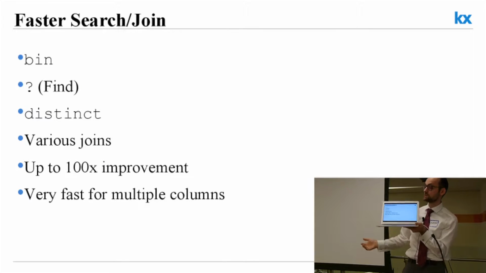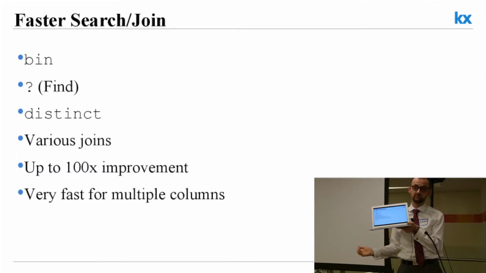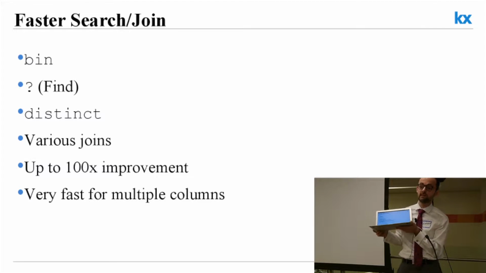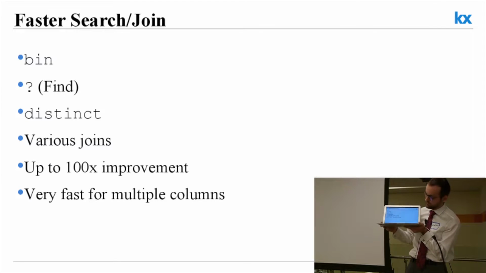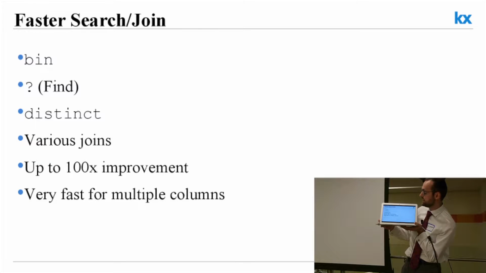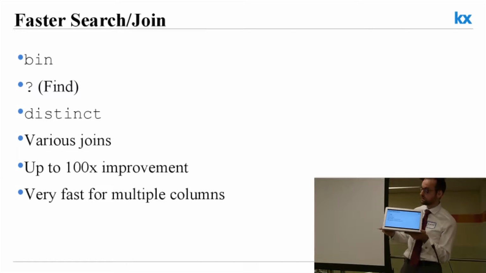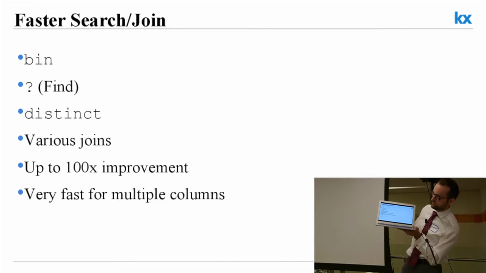As a result of that, basically all of the joins are sped up because they use these functions under the hood. For many loads, we've seen up to 100 times performance, and that's for very certain data loads. It's also very fast, particularly for joining multiple columns together. Once again, there are examples on the code.kx site for that.